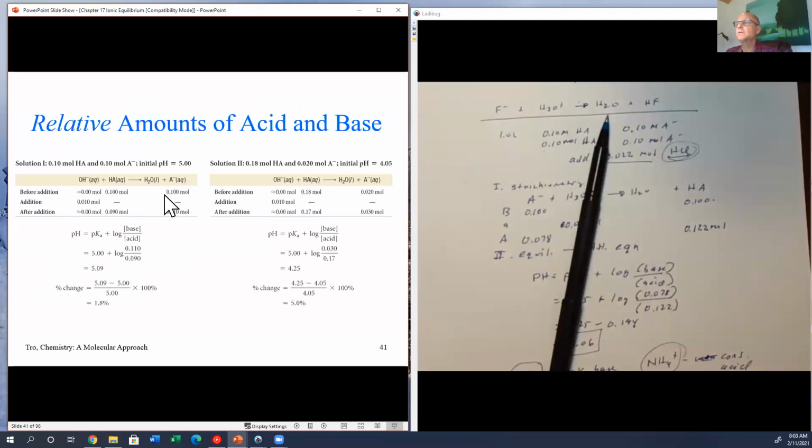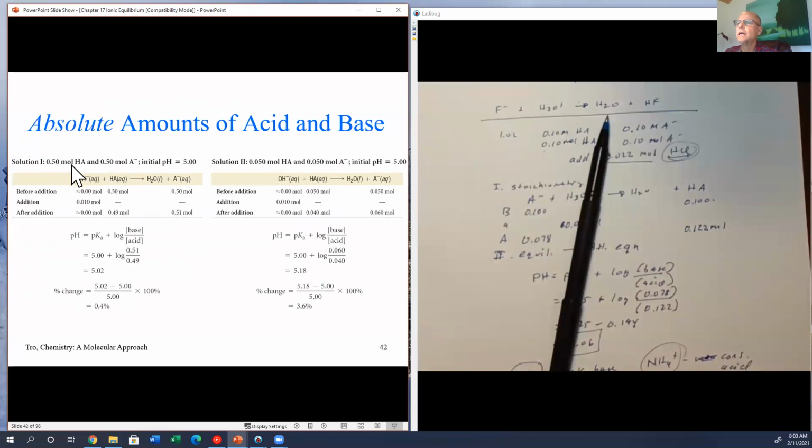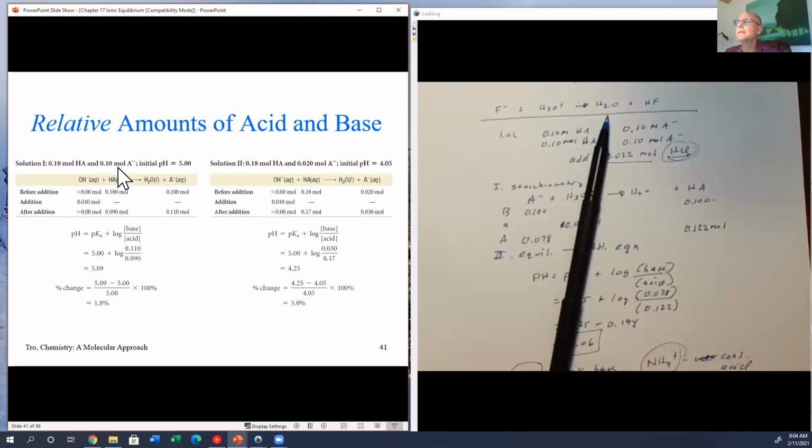Okay. So here's a quick calculation. On the left side, I'm going to say I have a buffer in which I have exactly balanced amounts of acid and conjugate base. So I have 0.1 mole HA and 0.50 moles A minus. Sorry. The initial pH is 5.